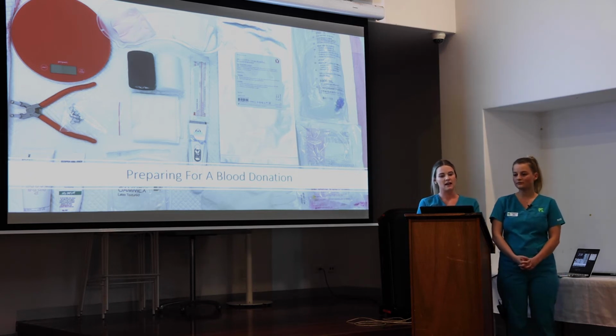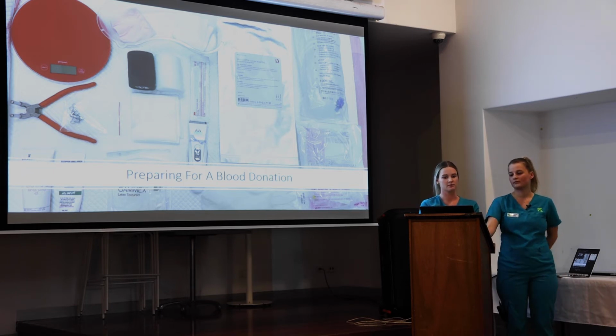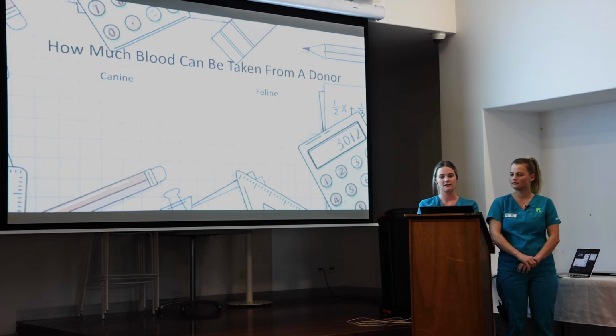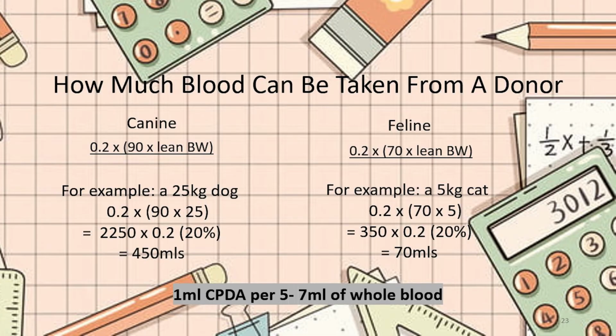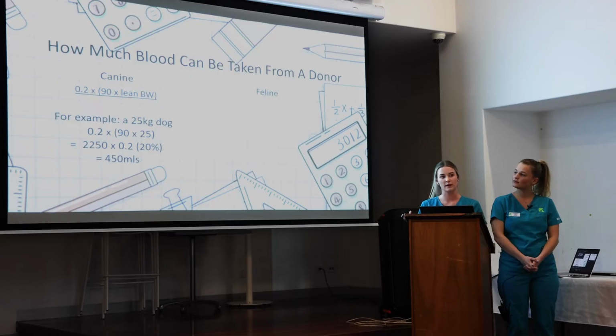You will then need to calculate how much blood you'll be extracting from each donor. To calculate this, the products vary between canines and felines. For canines, the calculation we use is 90 by their lean body weight multiplied by 0.2. For example, here we have a 25 kilo dog, so we're multiplying 90 by 25 and then multiplying that again by 0.2. So first of all, we're getting 2,250 and multiplying that by 0.2, which is the 20%, to get 450 mils as their total volume that can be extracted.